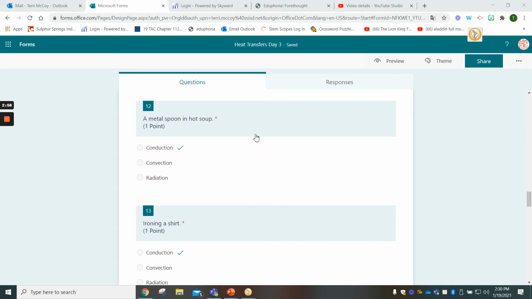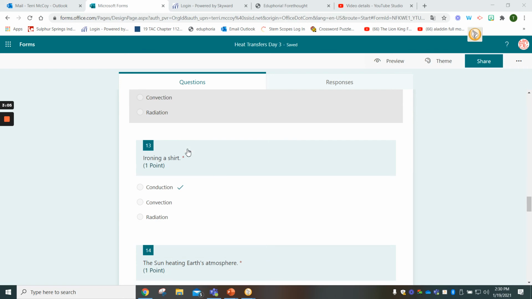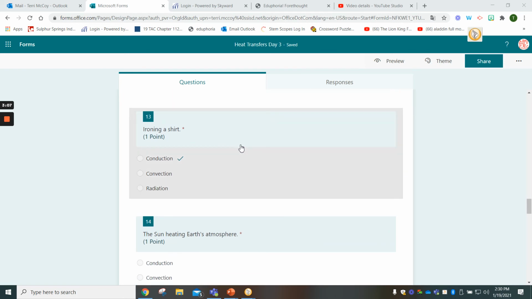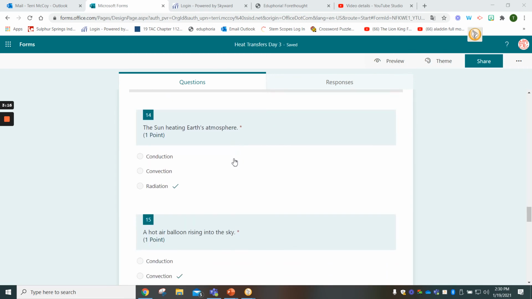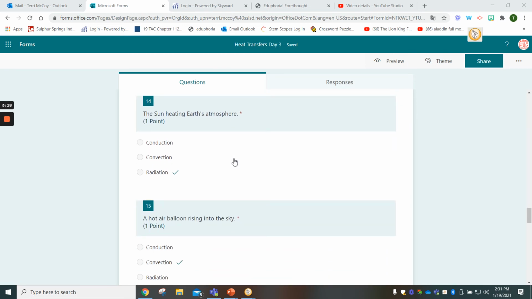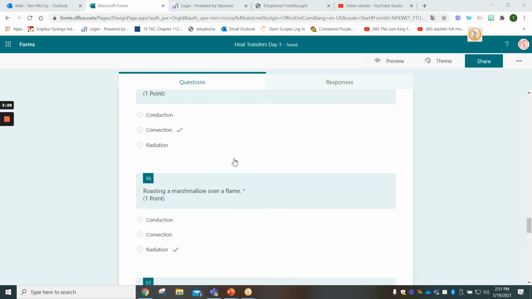Next, we've got a metal spoon in hot soup. So if it's in the soup, it's touching the soup. That is conduction. Ironing a shirt. Also conduction, because if you're ironing something, it has to be touching the clothing that you're ironing. Number 14 says the sun heating Earth's atmosphere. That is radiation. The sun does not have to touch Earth to warm it. And because it's not touching, that is radiation.